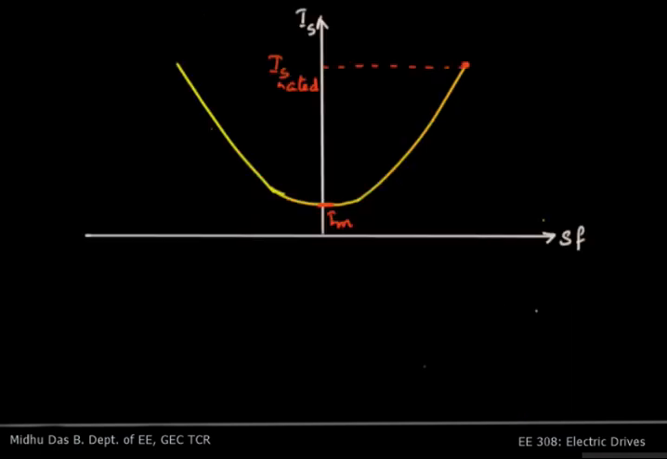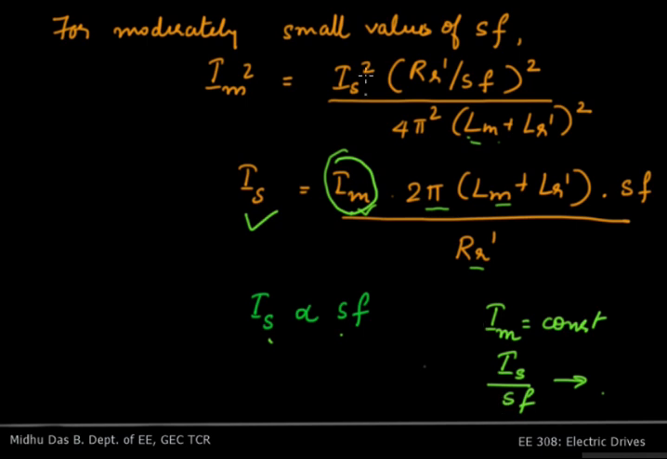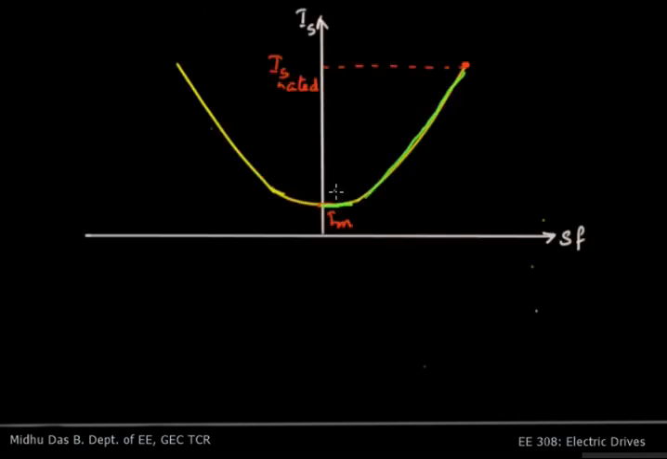If we are plotting this SF or rotor frequency or slip frequency against Is, you get a curve like this. What does this mean? For small values of slip, this Im is equal to Is. For moderately large values, this has to be proportional, or this is a straight line. This is maintaining the relation Is by SF equal to a constant. So this is very important in the closed loop control, because the slip speed is regulated in such a manner that Is by SF is a constant.